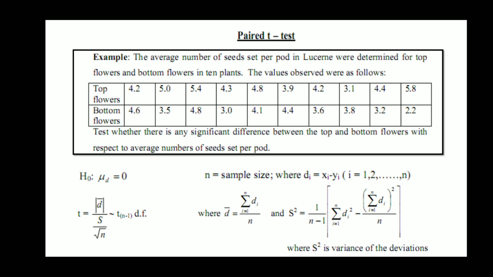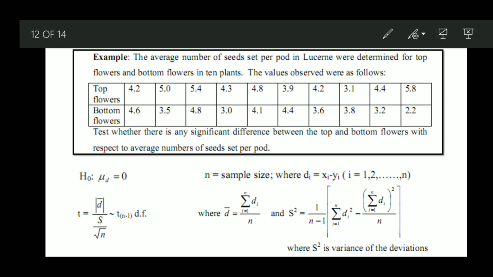First, it says that the average number of seeds set per pod in Lucerne were determined for top flower and bottom flower in 10 plants. See, here 10 plants is constant. The values observed were as follows. Test whether there is any significant difference between top and bottom flowers with respect to average number of seeds set per plot.